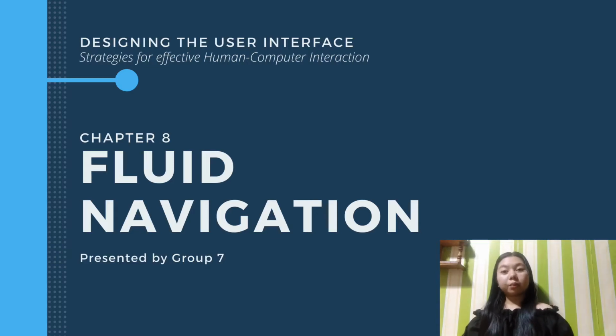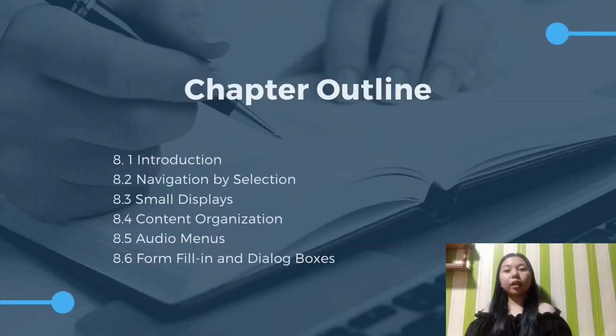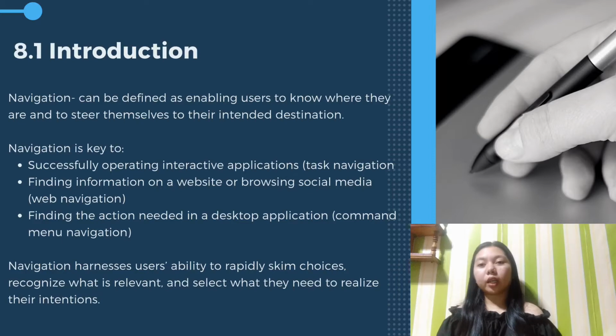So, we're from Group 7 and we're going to talk about fluid navigation. Chapter outline contains 8.1 Introduction, 8.2 Navigation by Selection, 8.3 Small Displays, 8.4 Content Organization, 8.5 Audio Menus, 8.6 Form Fill-in, and Dialog Boxes. 8.1 Introduction.